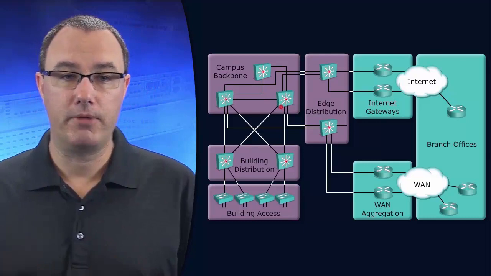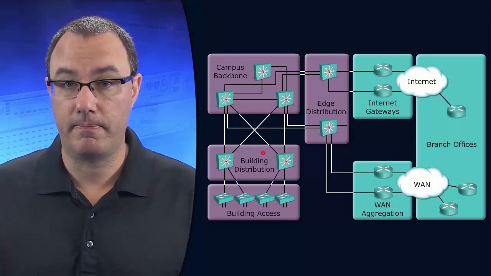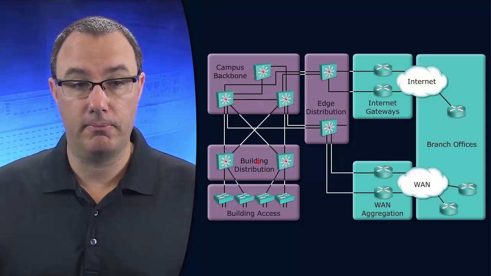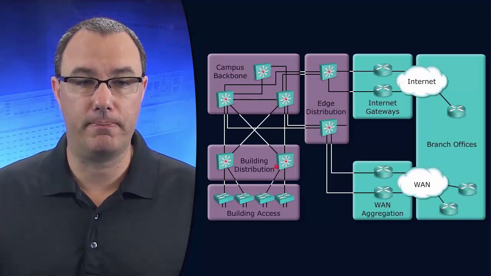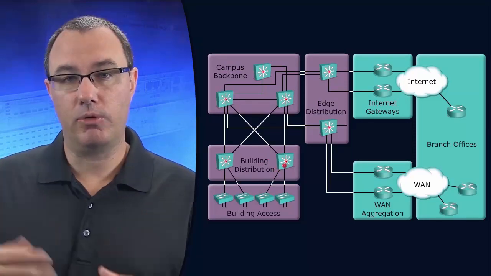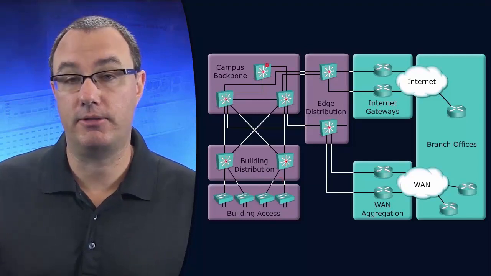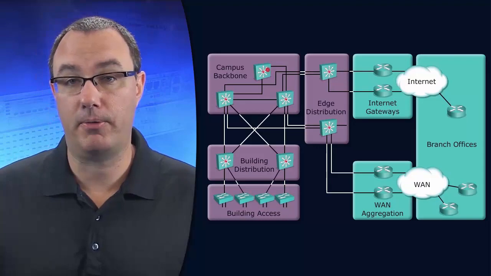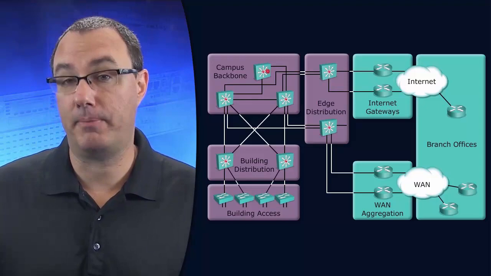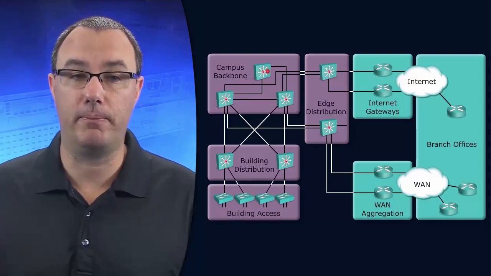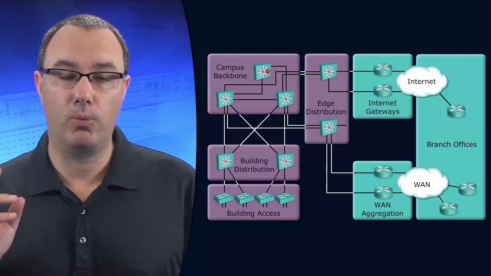We have a backbone that allows for lots of these distribution blocks to live. This would be a building block, this building distribution and building access. Call that a building block. That's the technical term. And if we need more scalability, we'll create more of these building blocks and attach them to the core or the backbone. And usually when it's the campus core, we call it the backbone, but it is okay to call it the core as well.